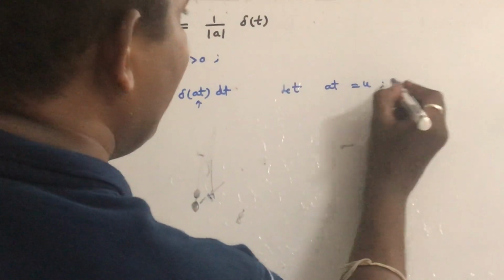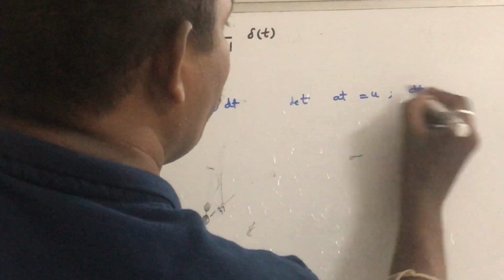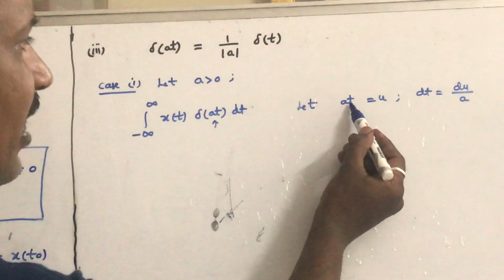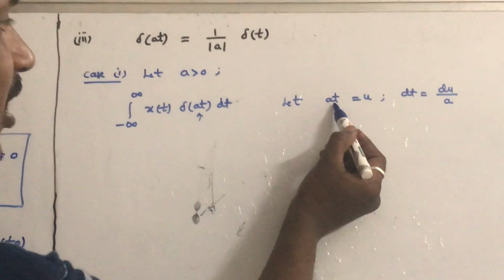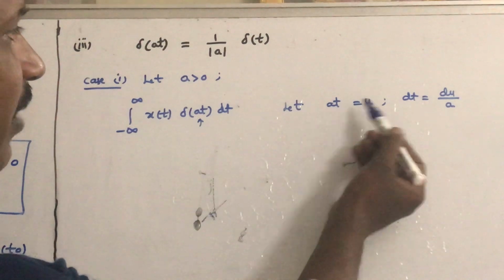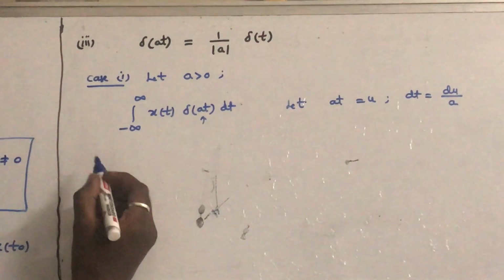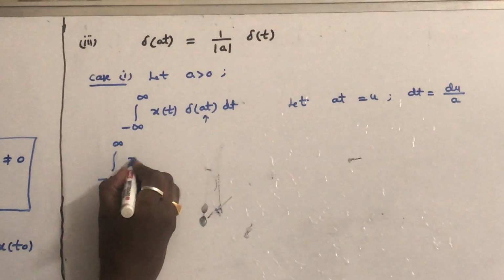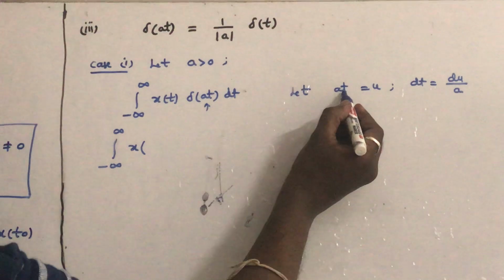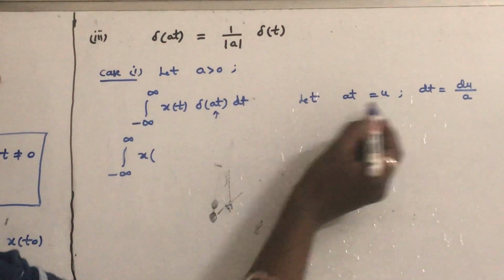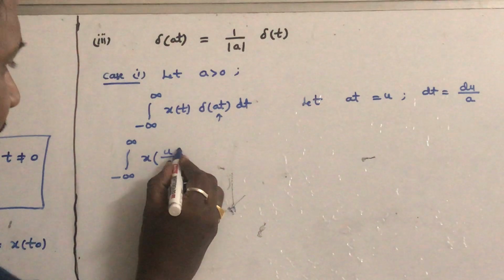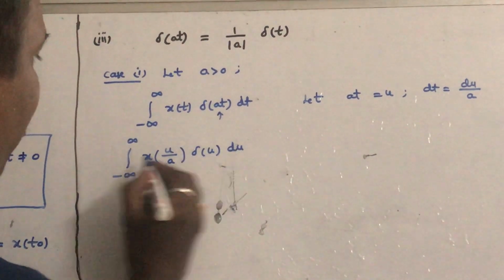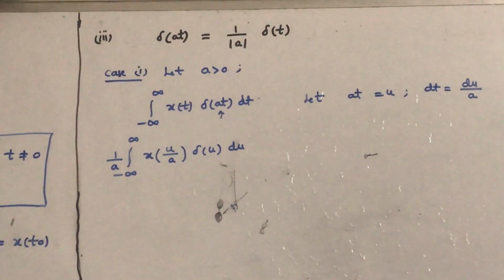What will you get? If you differentiate it, dt is equal to du by a. If you substitute the limits, t is equal to minus infinity, u will remain minus infinity. If t is equal to infinity, u will remain infinity. So the limits will not change. Make these substitutions in this integral. Integral minus infinity to infinity x of t, where t will be replaced by u by a, into del of at which is del of u, and dt is du by a. Keep 1 by a outside.